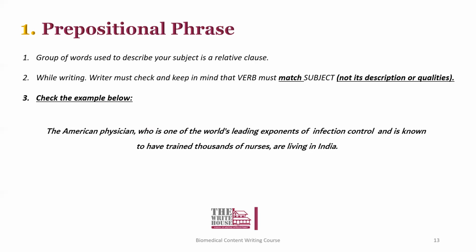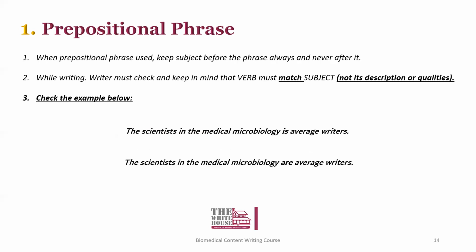So if you remove this middle sentence, who is one of the leading exponents of infection control and is known to have trained thousands of nurses, just read: the American physician are living in India. It is a single physician, and we are using are living, which is wrong. So we have to write, the American physician is living in India. And whatever is in between these two parts is mainly the description of this American physician. When a prepositional phrase is used, keep the subject before the phrase always and never after it.